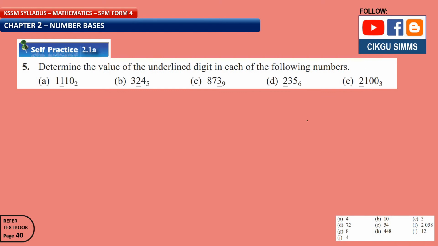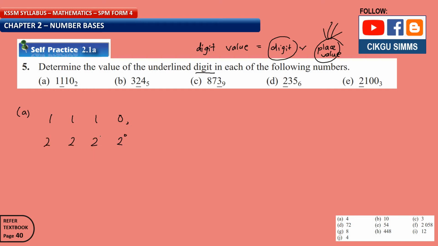Okay. So question 5. Determine the value of the underlined digit. So this one is actually the digit value. Just now we found the place value, right? So now we are finding the digit value. So digit value is your digit times your place value. The value that we found just now, you need to multiply with the digits. Okay, so the first one, I do the complete working. 1110 base 2. So you need to find the place value first. The place value is 2.